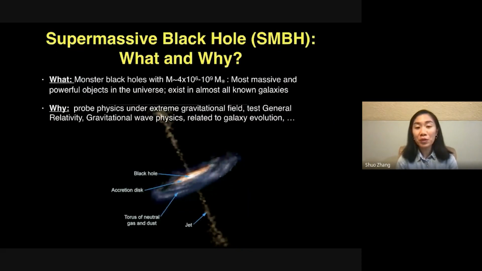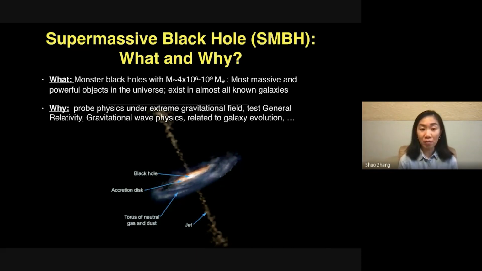Okay, so we will zoom in further, and let's forget all other objects, though they are really fancy and worth studying. Let's focus on the most peculiar one, the supermassive black hole. I want to use one slide to answer some of the questions in your mind, like what is a supermassive black hole and why are they interesting? If a black hole has a mass of a couple of million to a couple of billion solar masses, then we call these most massive black holes supermassive black holes, as opposed to stellar mass black holes. They are considered one of the most massive and also most powerful objects in the universe, and they are known to exist in almost all known massive galaxies.